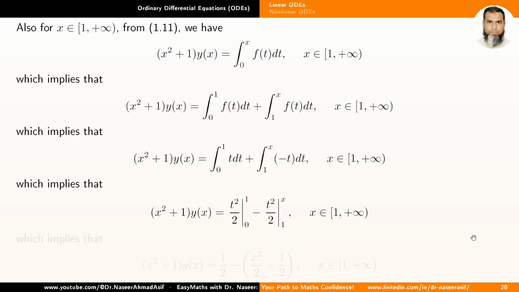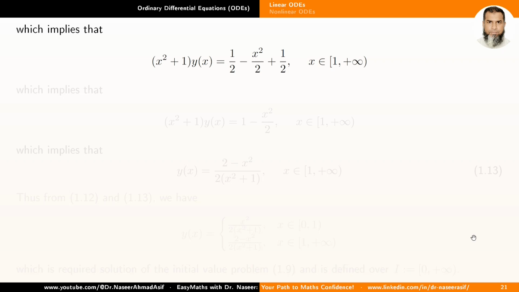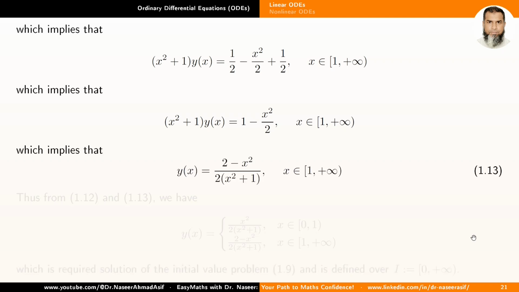So (x+1)y(x) = t²/2 from 0 to 1 minus t²/2 from 1 to x, where x ∈ [1,+∞). So (x+1)y(x) = 1/2 − x²/2 − 1/2, so (x+1)y(x) = 1/2 − x²/2 + 1/2, which gives (x+1)y(x) = 1 − x²/2, where x ∈ [1,+∞). So y(x) = (2 − x²)/(2(x+1)), where x ∈ [1,+∞).